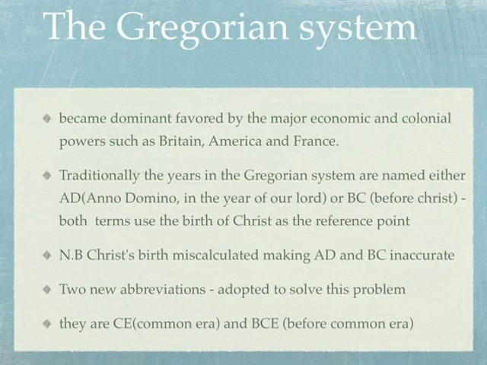The first system that we'll be taking a look at is the Gregorian system. It became dominant because it was favored by the major economic and colonial powers such as Britain, America, and France. Traditionally, the years in the Gregorian system are named either AD, meaning Anno Domini, in the year of our Lord, or BC, before Christ. Both terms used the birth of Christ as a reference point.